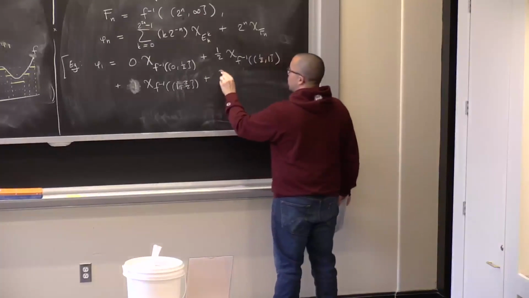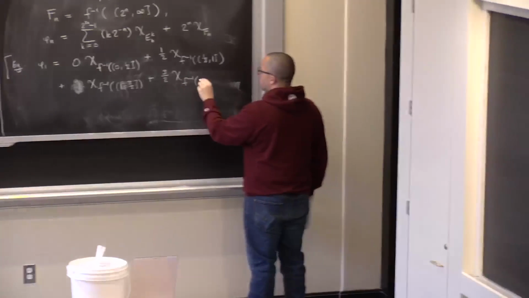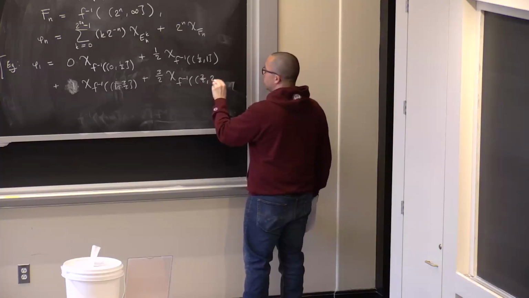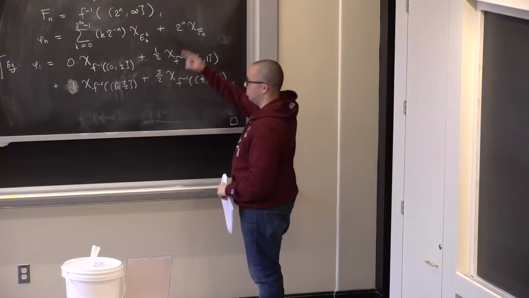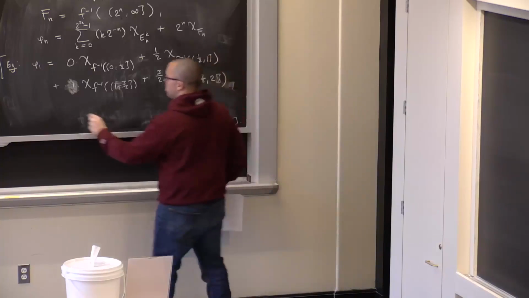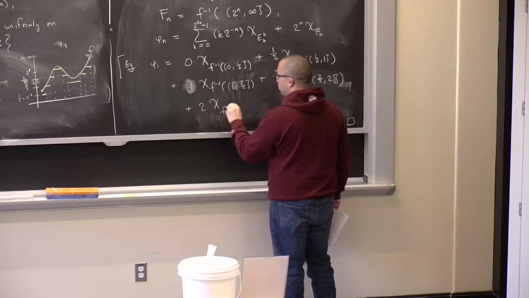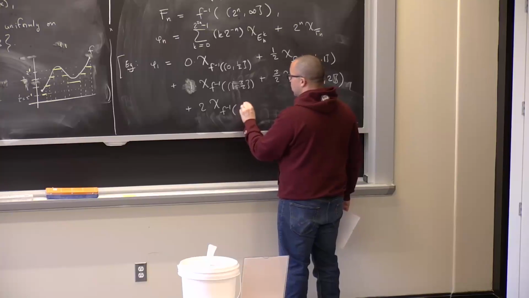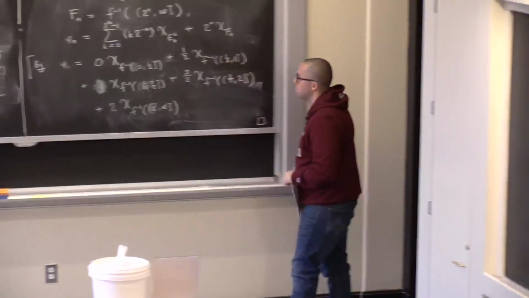plus 3/2 times chi of f inverse of where f is between now 3/2 and 2. So 2 is how high up I break up the range, and then plus this last part, this F n part, which is 2 times the indicator function of where f is bigger than 2 to the n. So bigger than 2. Okay?